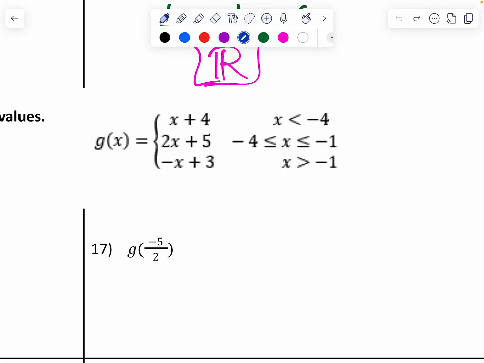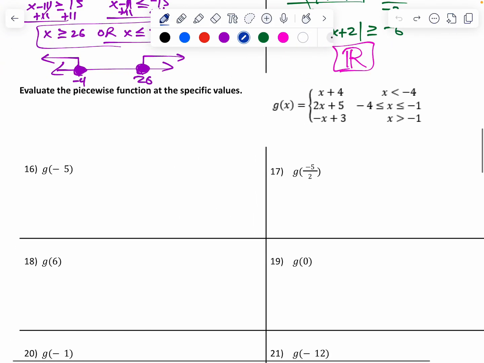So keep in mind your stipulations here, your parameters, whatever you want to call that. It's x less than -4, x between -4 and -1, keeping in mind the underlines, the equal, and x greater than -1. So when you find your x value, figure out which one it belongs to.